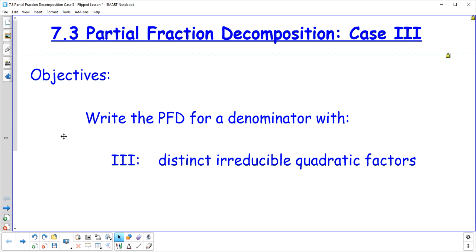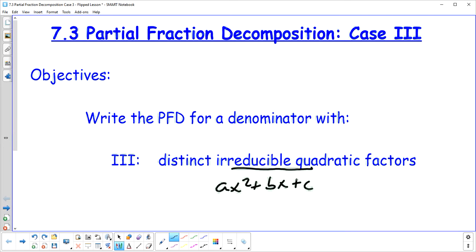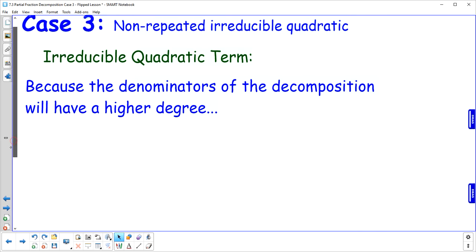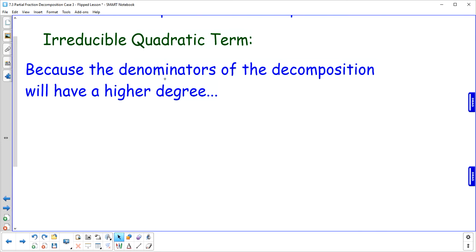Okay, pre-calc, so partial fraction decomposition case number 3, and remember this will be irreducible quadratic, so we're going to have something of the form ax squared plus bx plus c as one of our denominators when we do our partial fraction decomposition. Okay, now none of the steps have changed. We're just going to have to make one alteration based on the fact that we have an irreducible quadratic, and that is because the denominators are now going to have a higher degree.